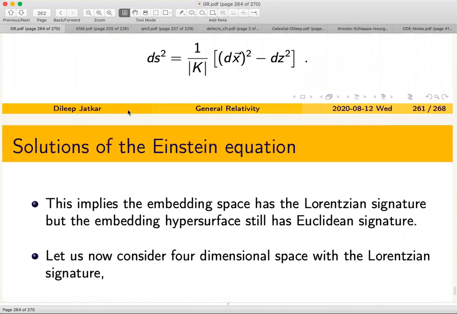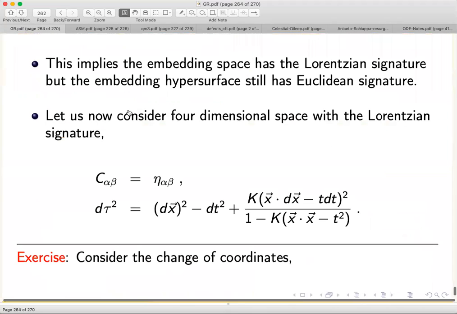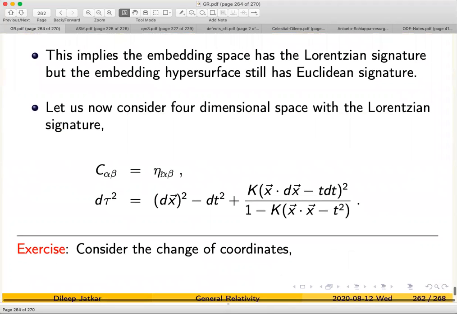So that's what we'll do. We will say that C is eta alpha beta, and if you do that, then the metric on the hypersurface would look like this. It's the same metric, just replace C alpha beta by eta alpha beta. And we know that eta alpha beta was plus sign for coordinates and minus sign for time. So that's how it's going to appear.